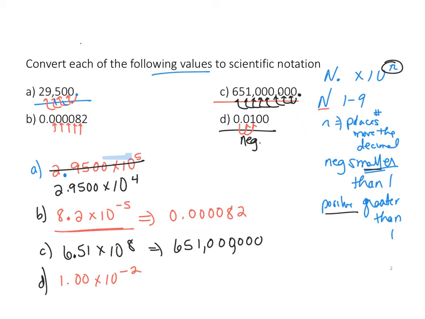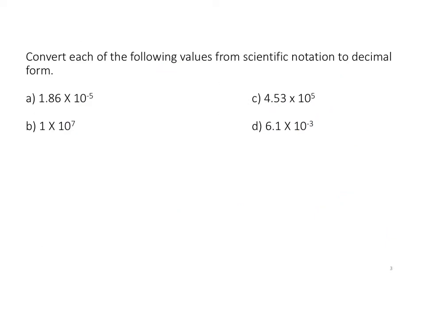Let's go on to the next question. We have 11 problems to work. Convert each of the following values from scientific notation to decimal form. Okay, so now we're going to do the reverse, but we were kind of doing that before. So the negative exponent tells you to move the decimal to the left to make it a smaller number. So 1, 2, 3, 4, 5. And then you can always double check it. 1, 2, 3, 4, 5. And is that number smaller than 1? Yes. So there's your negative exponent.